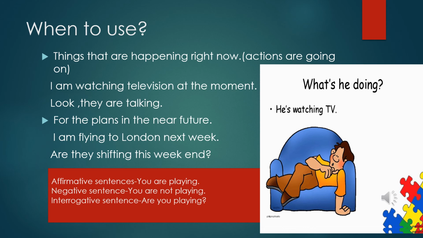Now, how to form the affirmative, negative, and interrogative. Affirmative is just like the normal one, you are playing. When it is a negative sentence, we will be adding not before the ing form of the verb. You are not playing. And then an interrogative sentence will start with is or are, then the subject plus verb plus ing. Are you playing? Then followed by a question mark.